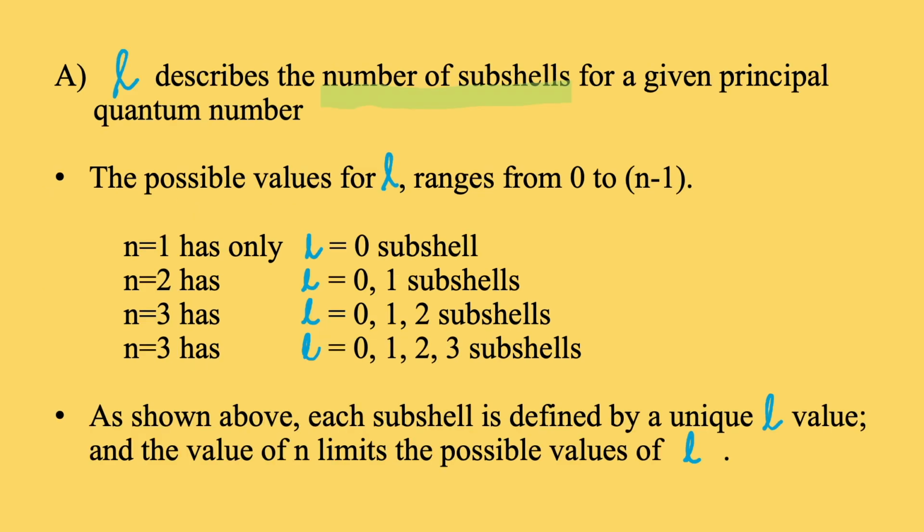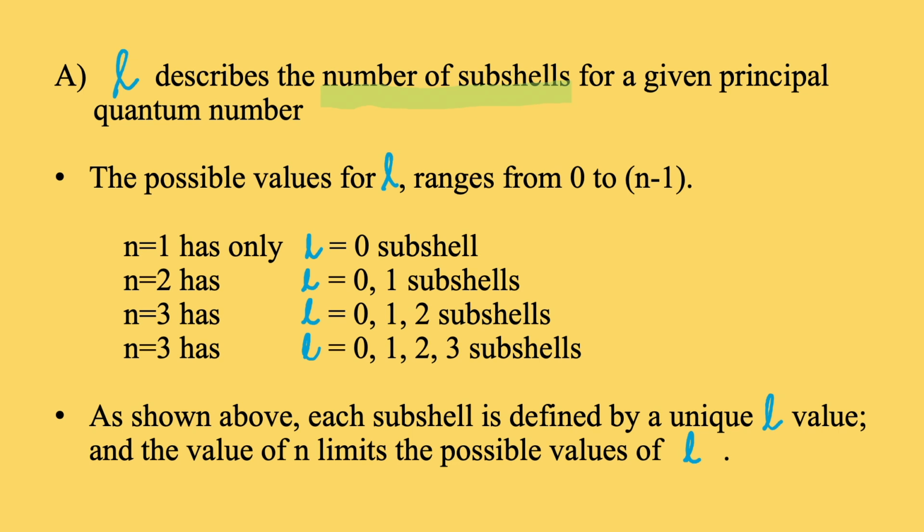As mentioned, the azimuthal quantum number describes the number of subshells present within a given principal number. In fact, the possible values for L range from 0 to n-1. Therefore, shell n equals 1 has only an L equals 0 subshell. n equals 2 has 0 and 1 valued subshells. n equals 3 has 0, 1, 2 valued subshells. And n equals 4 has 0, 1, 2, and 3 valued subshells.